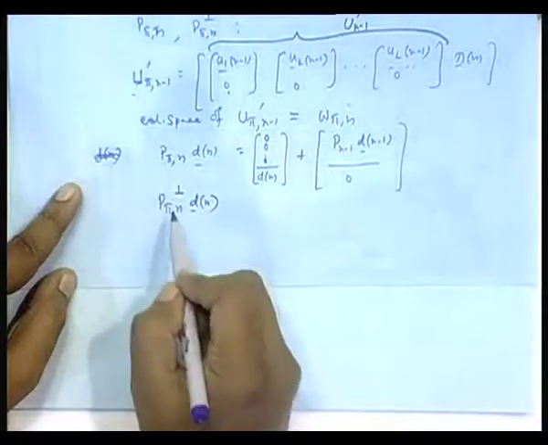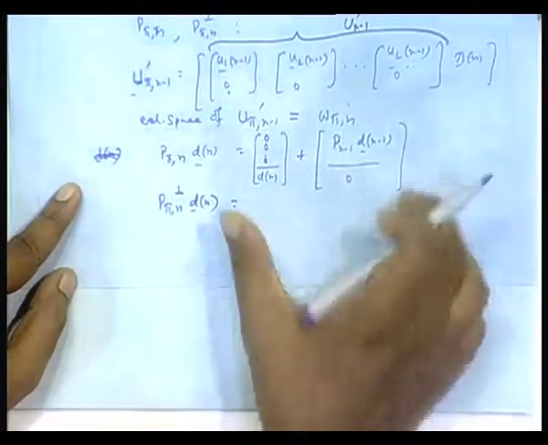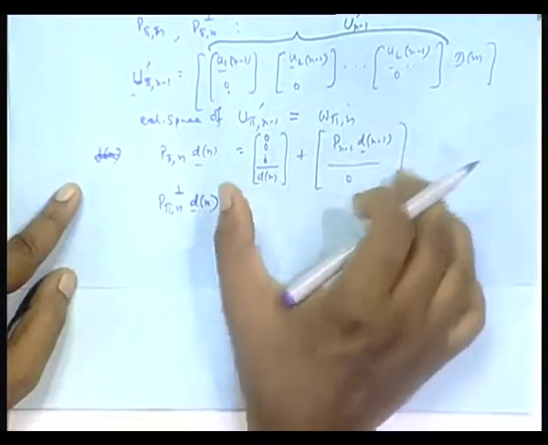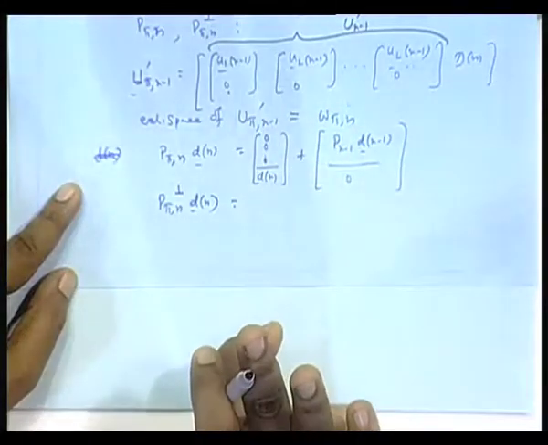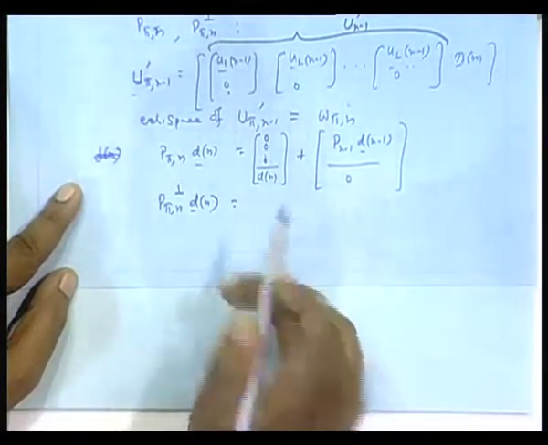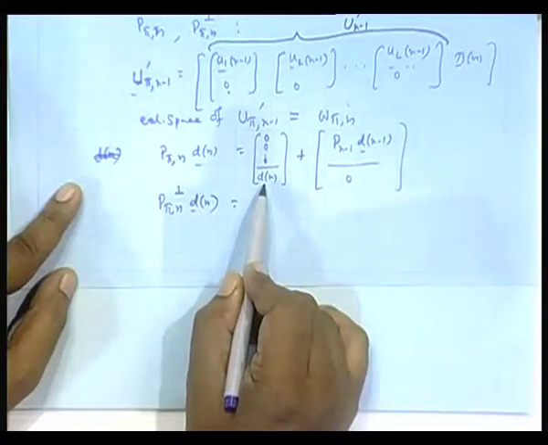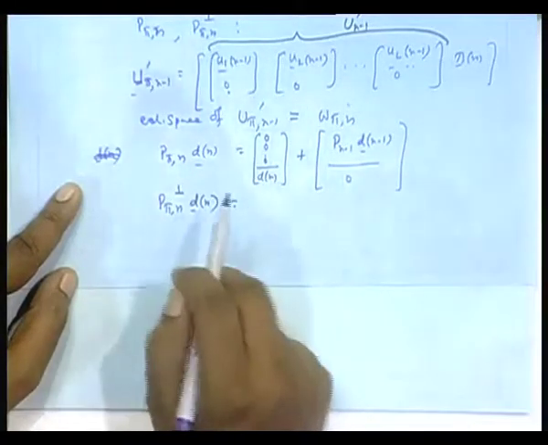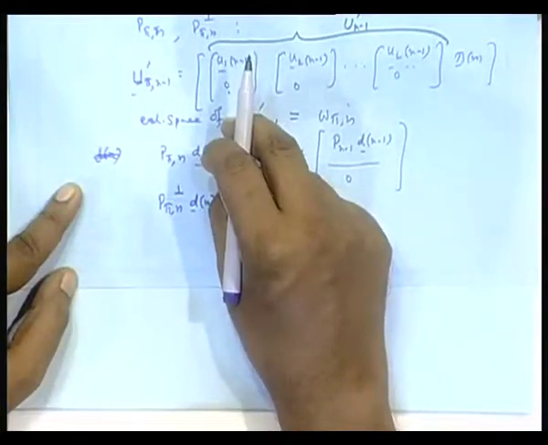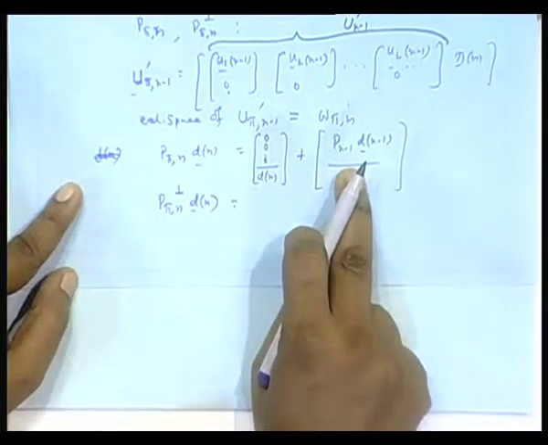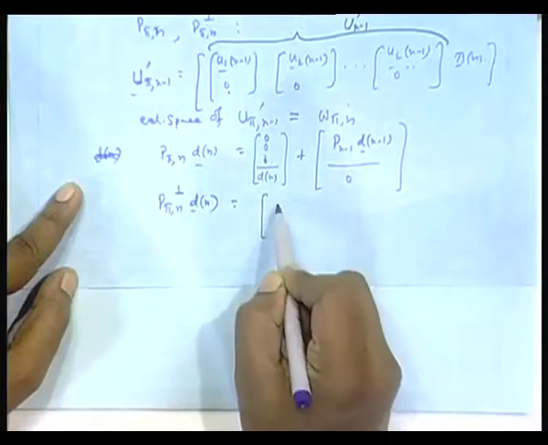If I take the projection error, then I have to subtract this right hand side from Dn. If you subtract the right hand side from Dn, this last guy goes. And on top you have Dn minus 1, that minus this, that will be the corresponding error.